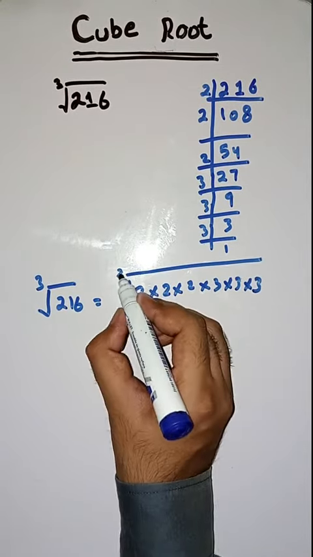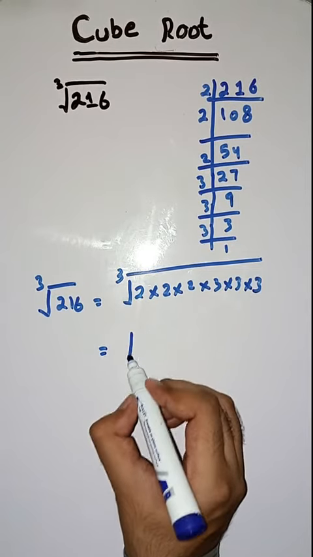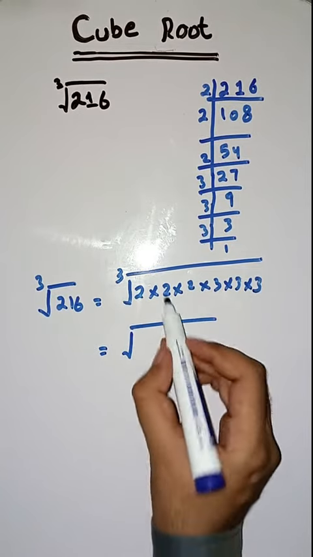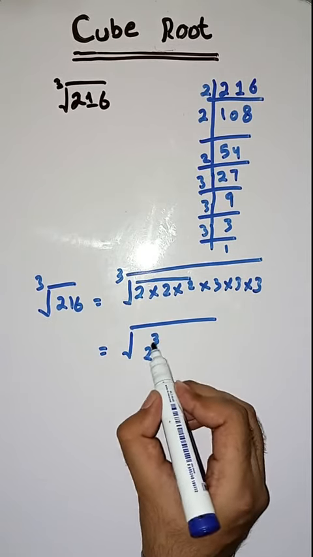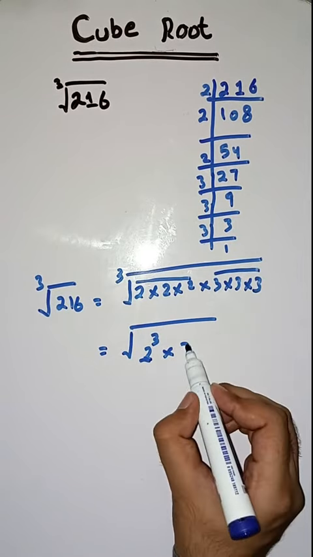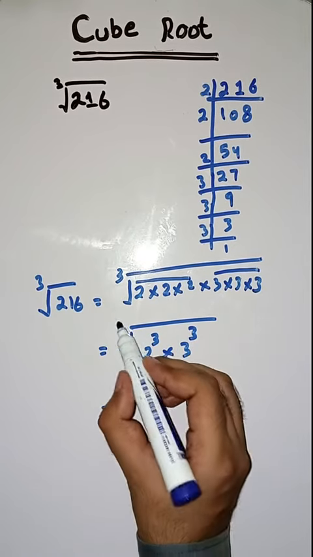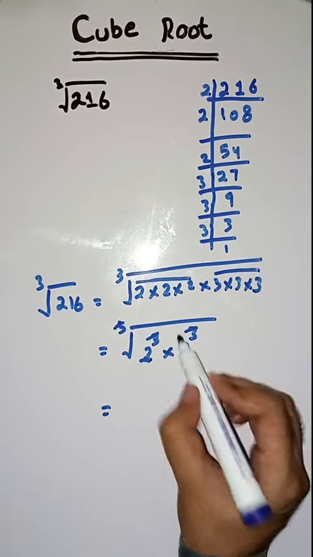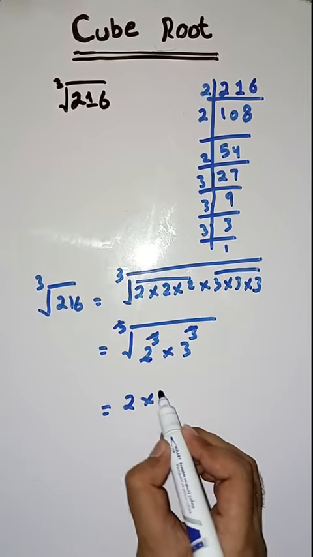Also we have to take the cube root of the prime factors. Now we have to make groups of 3. 2 appears 3 times, so we can write it as 2 power 3, and 3 also appears 3 times, so we can write it as 3 power 3. Got it? Now this cube root and this power cut down, and we are left with 3 into 2.